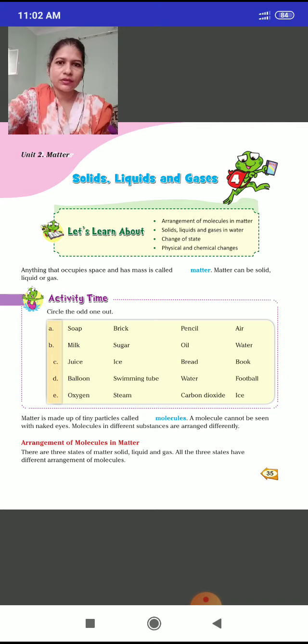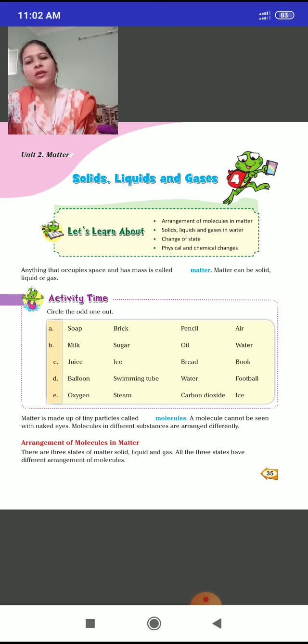In this chapter we will study 4 topics: number 1, arrangements of molecules in matter; number 2, solids, liquids and gases in water; number 3, change of state; and number 4, physical and chemical changes. So we will study about these 4 topics.